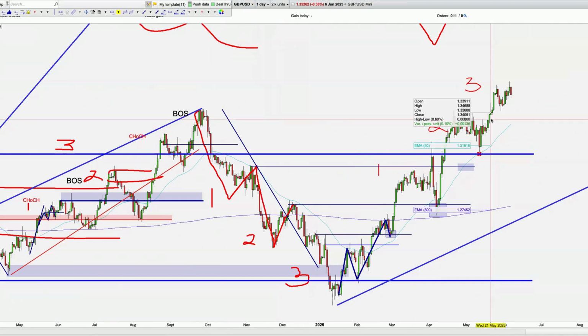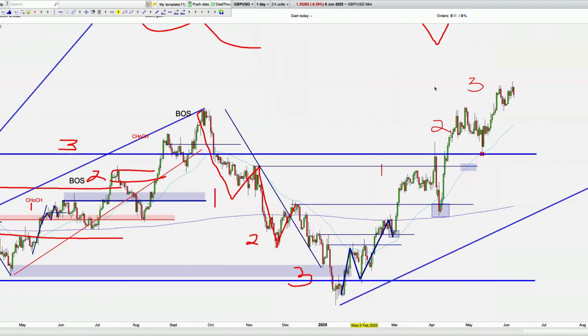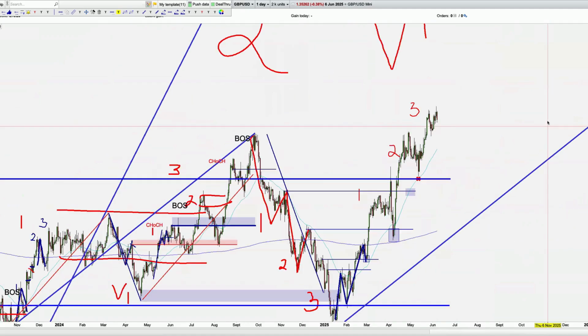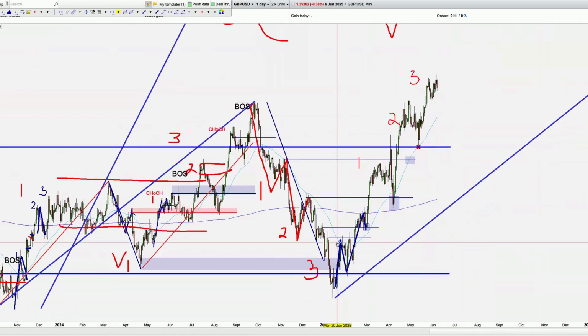ABCD has been completed and is kind of being respected to a point. It looks to me like we're topping on that. So with that in mind, there's not going to be any longs for me coming out of that.